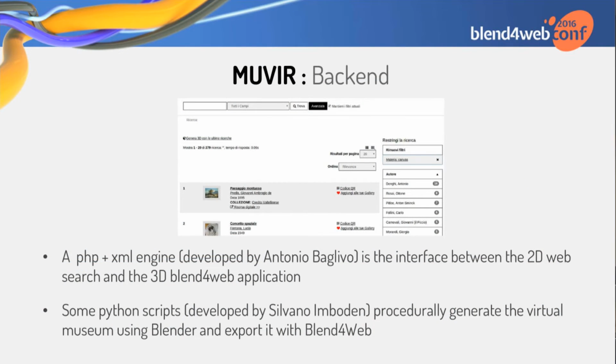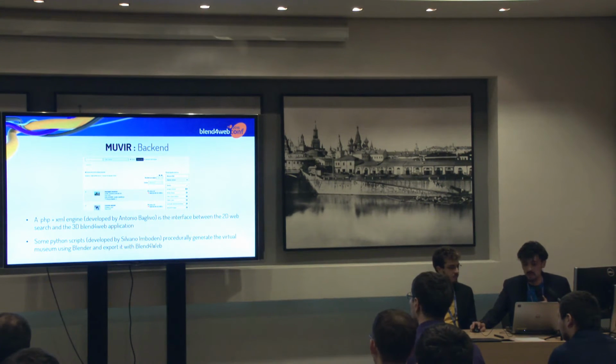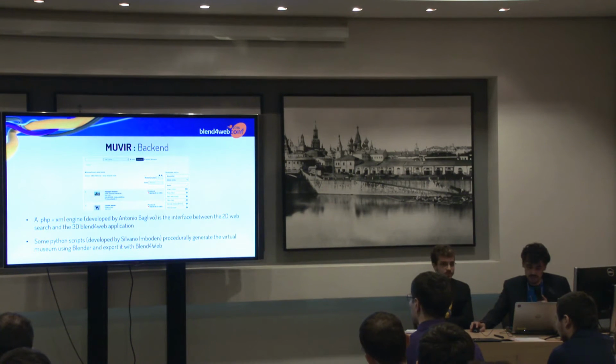Let's look at the backend of the application. Starting from a web portal, it's possible to search a repository of 1,000 works of art. In the backend, a PHP and XML engine developed by our colleague Antonio Baievo is the interface between the 2D web search and the 3D Blend4Web application. In that way, for every user request, a cache folder is created to collect all the needed resources. After that, some Python scripts, developed this time by our colleague Silvano Imboden, procedurally generate the personal virtual museum with Blender and export it with Blend4Web.